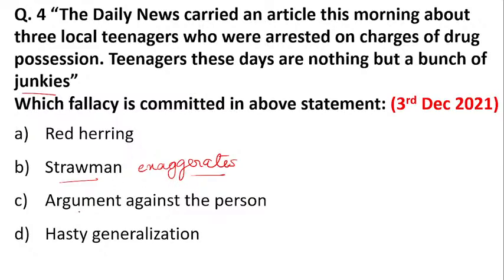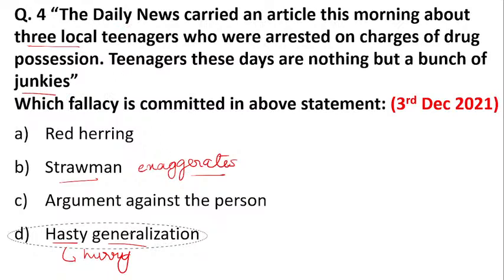Okay, then the third is argument against the person. Sometimes what we do is we judge the person. But here the answer is hasty generalization. So what is the meaning of hasty? Hasty means hurry. Hurriedly we are generalizing on what three people have done. On the basis of that, we are giving a general statement that teenagers these days are nothing but a bunch of junkies.